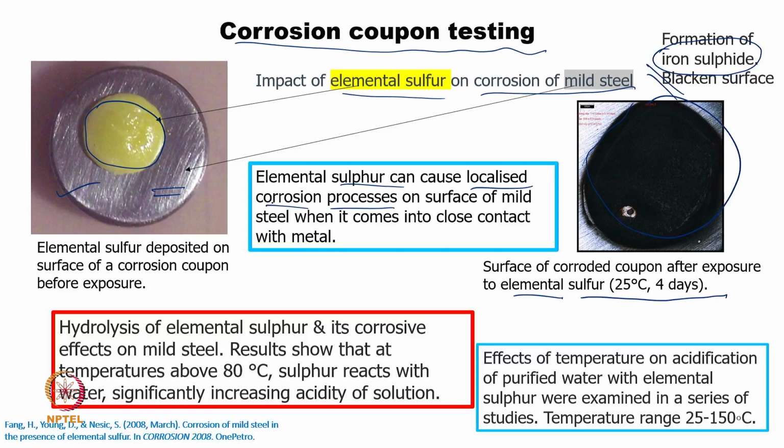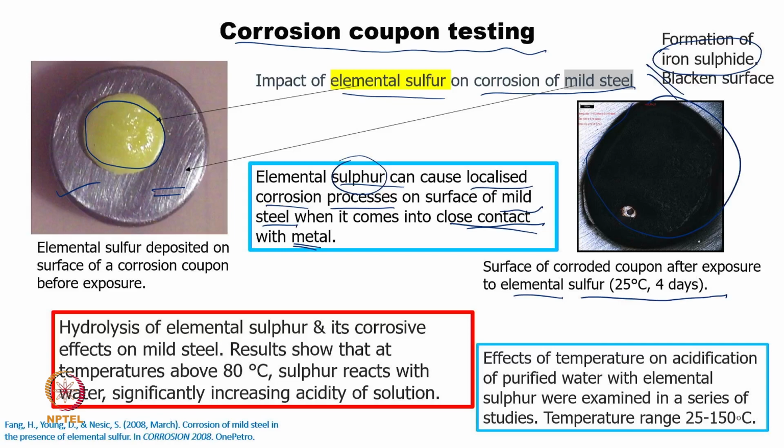I am using the word localized, reason being if there is a presence of water, then it will be generalized corrosion, it will be aqueous corrosion. But if there is no water, then it will cause some sort of a localized corrosion on the surface of the mild steel, which will come whenever the elemental sulfur comes in close contact with a metal or a steel, then it will corrode the surface. And this has been shown.